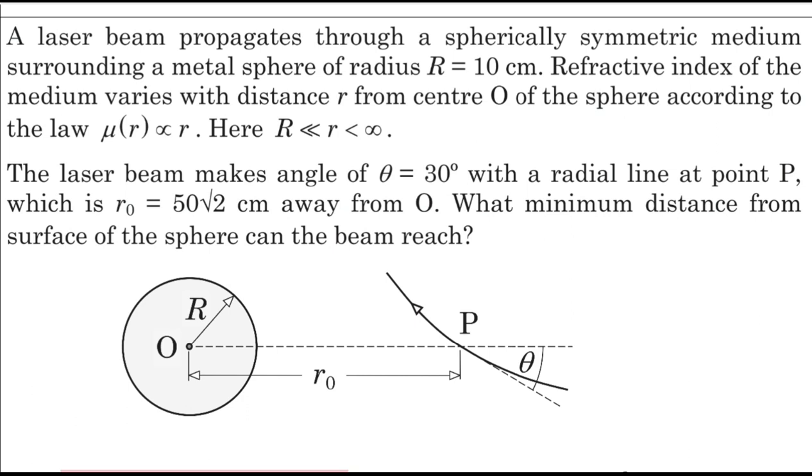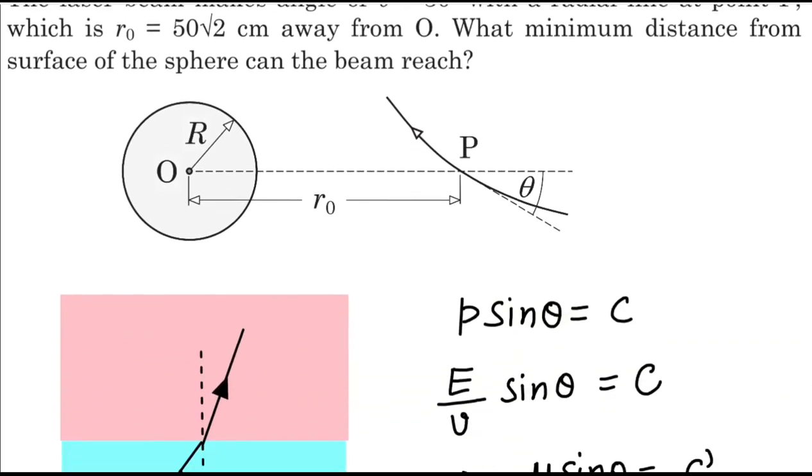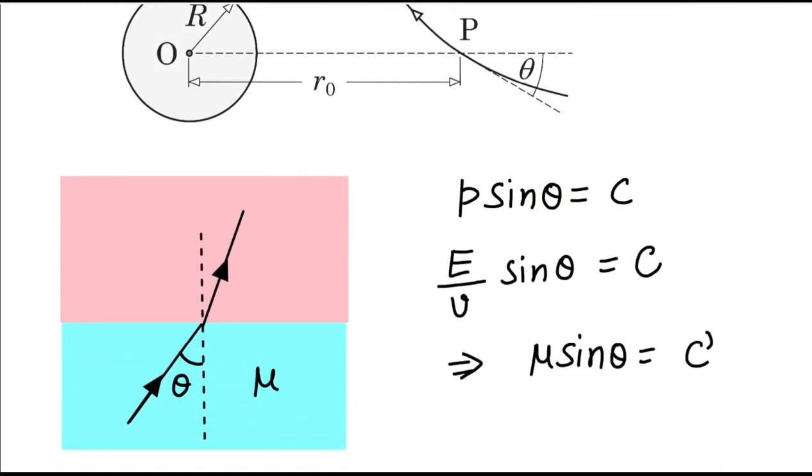So first of all, let's go back to the basics and just see Snell's law in a different light, for which we already know the result, right? So let's say we have these two mediums, right? And at one particular medium boundary, a light ray goes making angle theta. The angle of incidence here is theta and refractive index is mu.